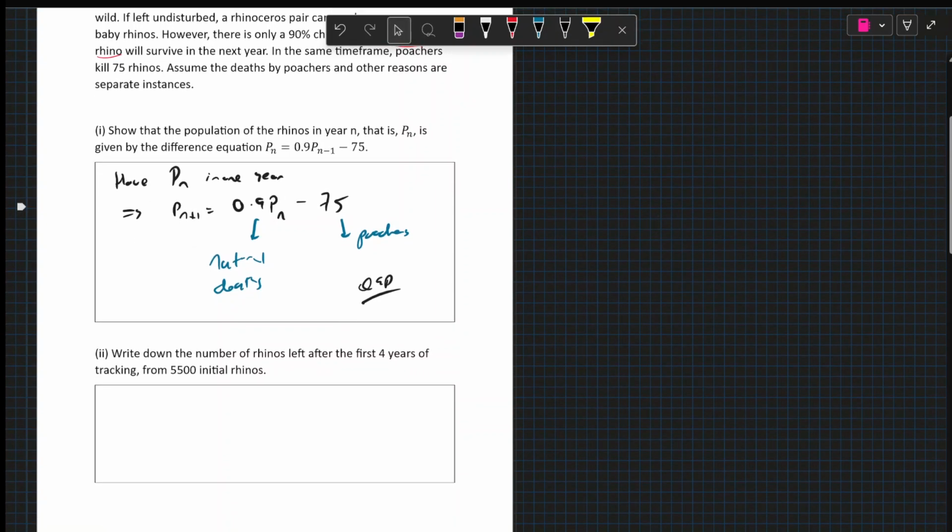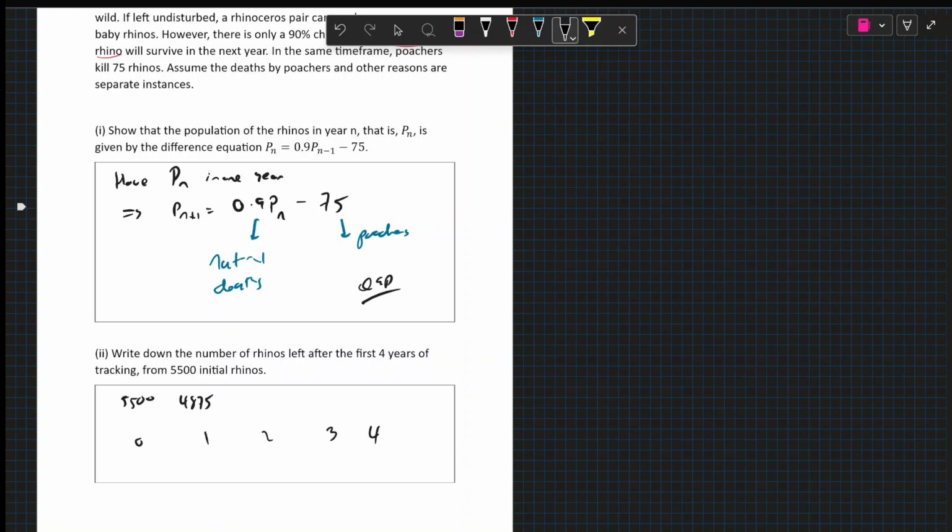Write down the number of rhinos left after the first 4 years, to the nearest whole number. So we have 5,500 in year 0, and now we want years 1, 2, 3, and 4. On your calculator, use 0.9 times 5,500 and then minus 75. The first one we get is 4,875, so it's a decrease.